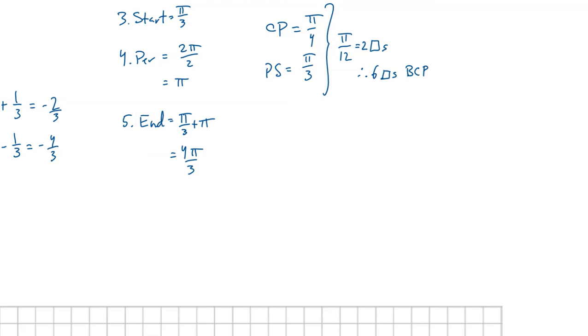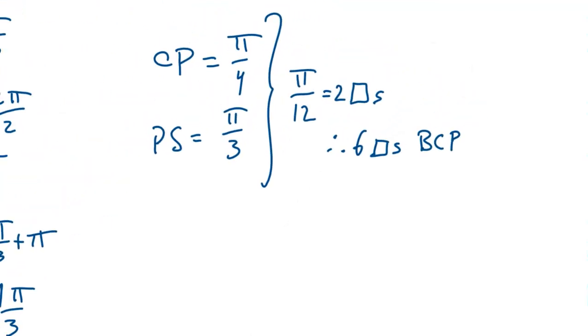Okay, so not too worried about what it actually is. I'm just going to count by pi by 12s. If you said pi by 12 was 1 square and you went 3 squares between every point, that would be fine.